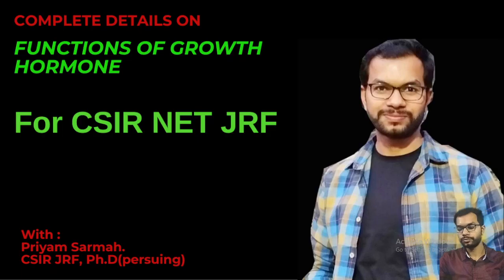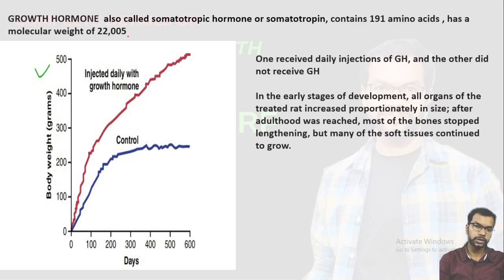In the previous video, we saw very briefly about growth hormone, how it is regulated and what its functions are. But in this video, we will see the function of growth hormone in detail. So let's start. Growth hormone is also called somatotropic hormone or somatotropin. It contains 191 amino acids and has a molecular weight of 22,005. Okay, you remember all this stuff: 191 and 22005.